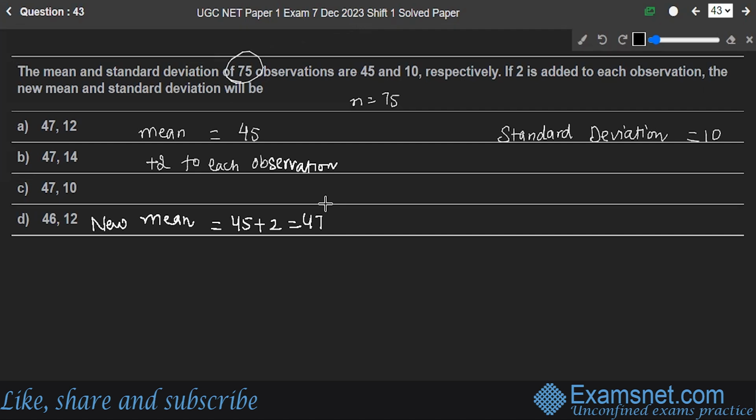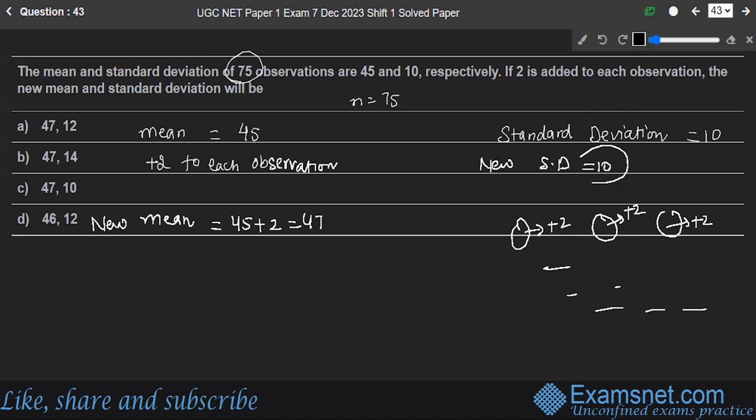Correct? Now, if I talk about the standard deviation, what do you mean by that? It's a measure of how spread out the data is, how much the data is deviating from the mean value or the median value. Now, after adding 2 to each observation, it will not change how spread out the data is, because each and every quantity will increase by 2. The data will remain equally spread out. So that means the new standard deviation will also be 10. So the new standard deviation is 10 and the new mean is 47.